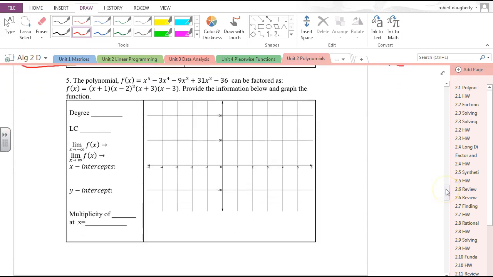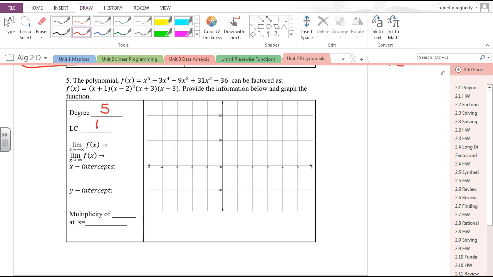Problem number 5. I have a 5th degree polynomial. I give it in standard form and I give it in factored form. What is the degree? This is a 5th degree. What's the leading coefficient? There's a 1 in front of that x to the 5th term. What is this in behavior in limit notation?